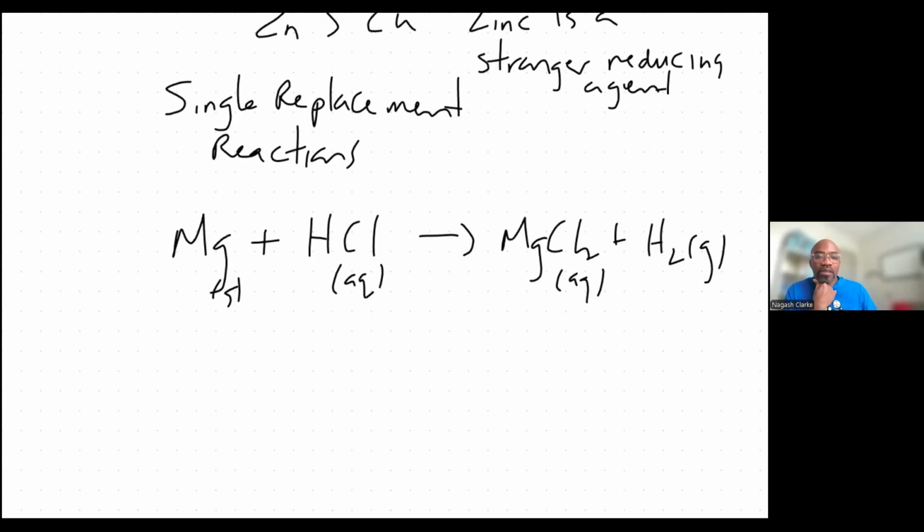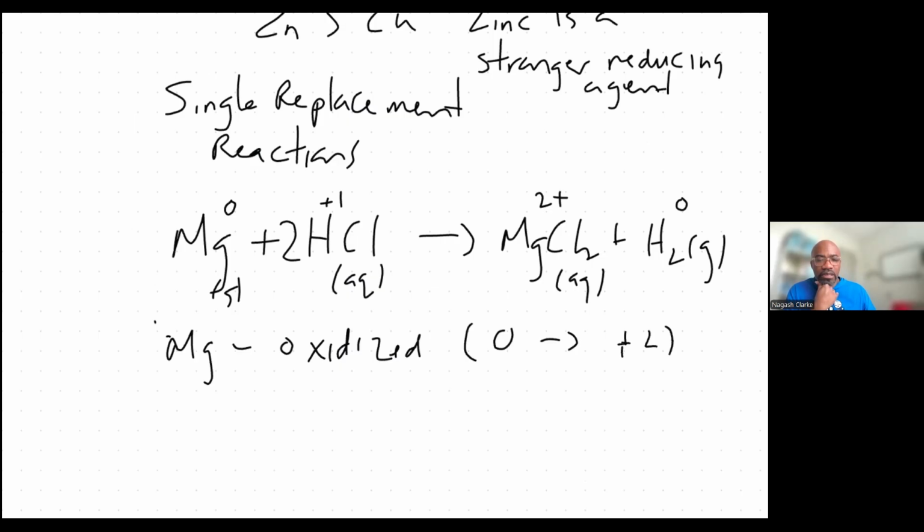Balance it here. So magnesium 0, 2 plus; hydrogen plus 1, 0. So magnesium, Mg, is oxidized. It goes from 0 to plus 2. H is reduced. H plus goes from plus 1 to 0.